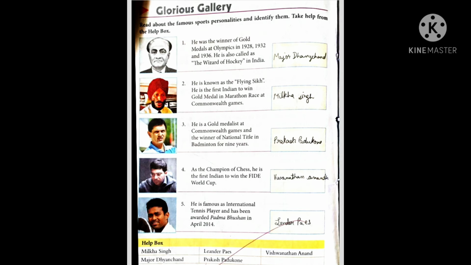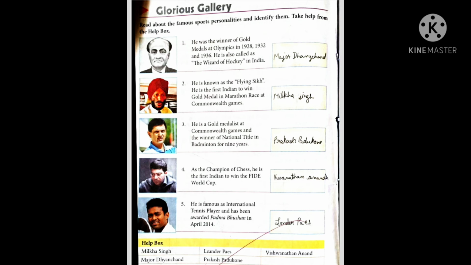Third question, he is a gold medalist at Commonwealth Games and the winner of national title in badminton for 9 years. Who is he? Prakash Padukone. From Padukone, have you remembered something? Deepika Padukone. He is father of Deepika Padukone.